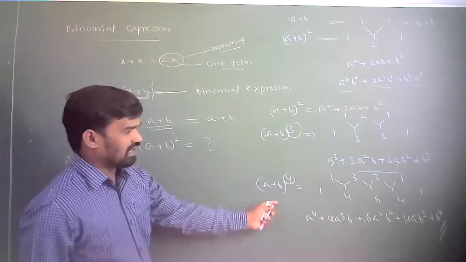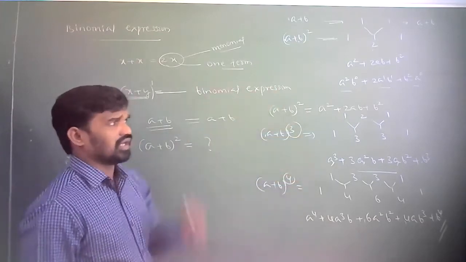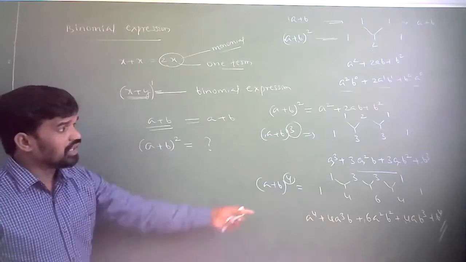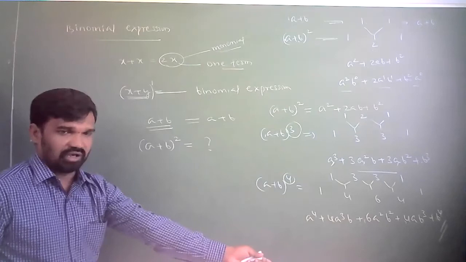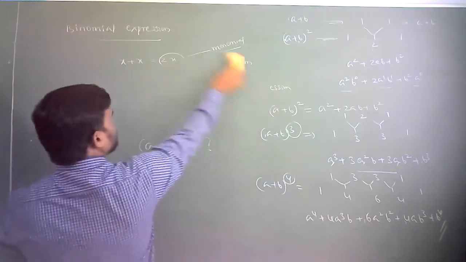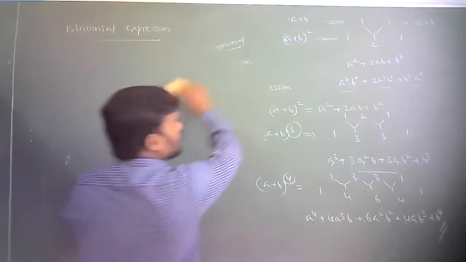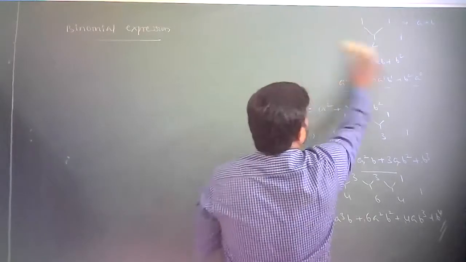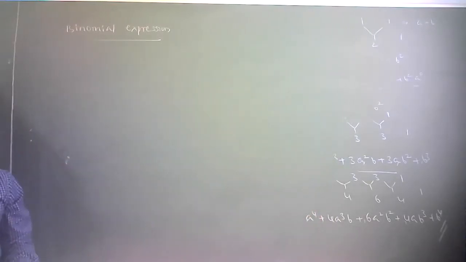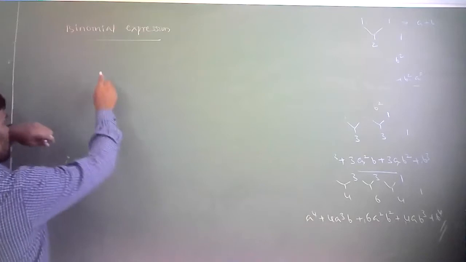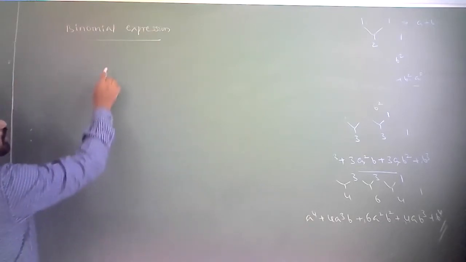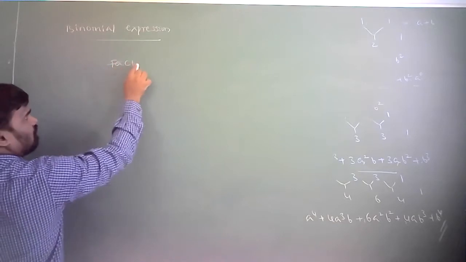If the exponent is 20, you would need to write 20 plus 1 terms first of all. That will be very complex. In order to reduce the complexity of determining the expansion of a binomial expression, we use the binomial theorem. But before going to the binomial theorem, you need to know factorial.